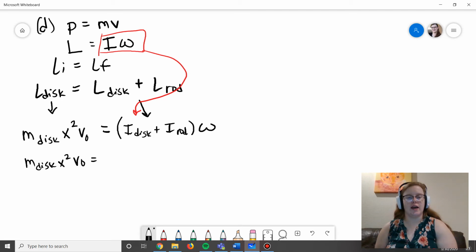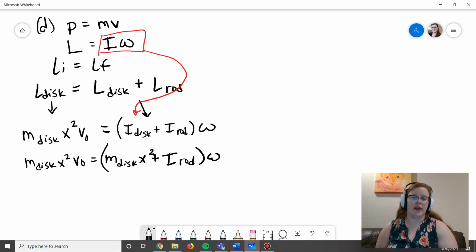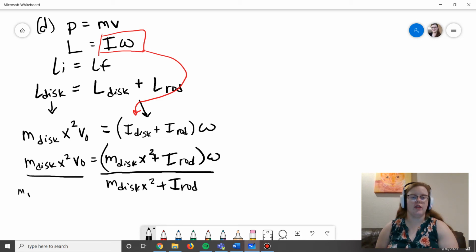And it told us that the I of the disk was m of the disk x squared plus the rotational inertia of the rod multiplied by omega. Now all you have to do to get that by itself is divide both sides by m disk x squared plus the I of the rod. Same thing over here.